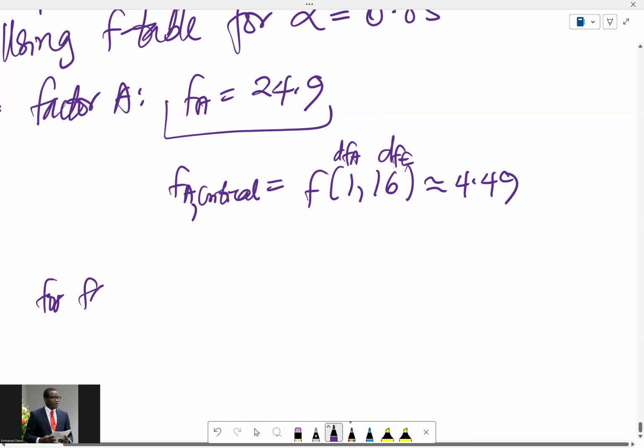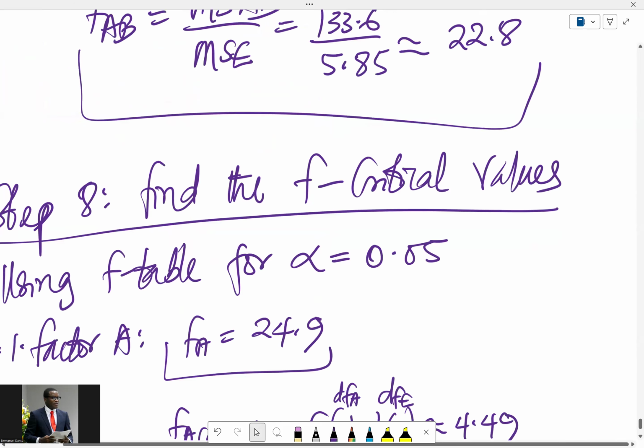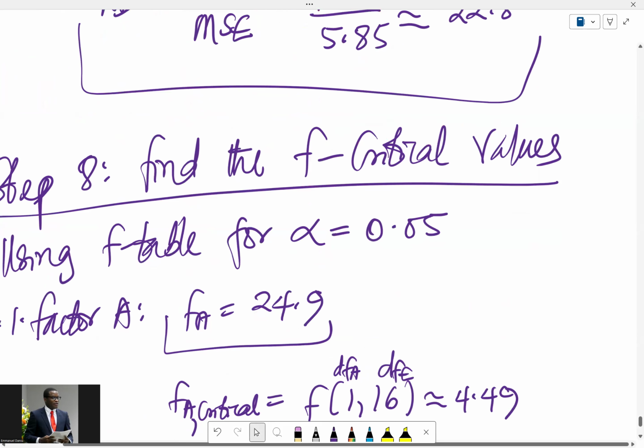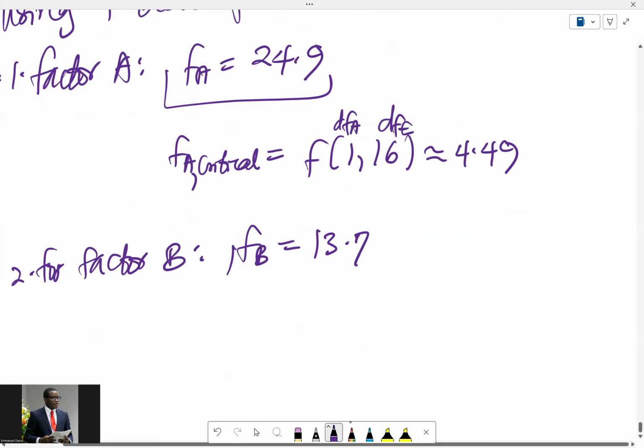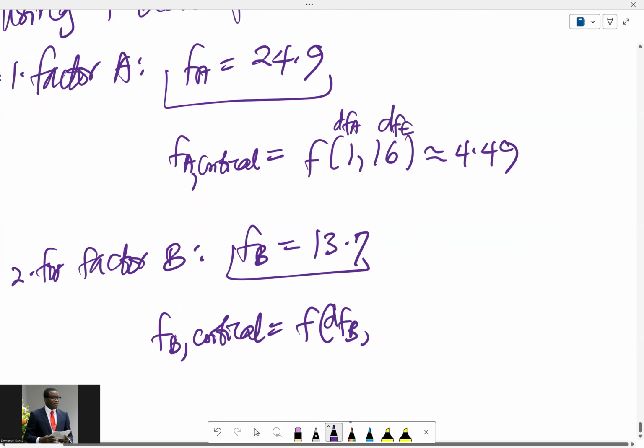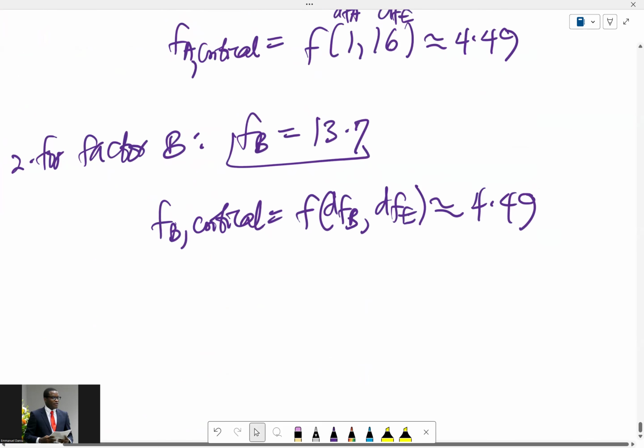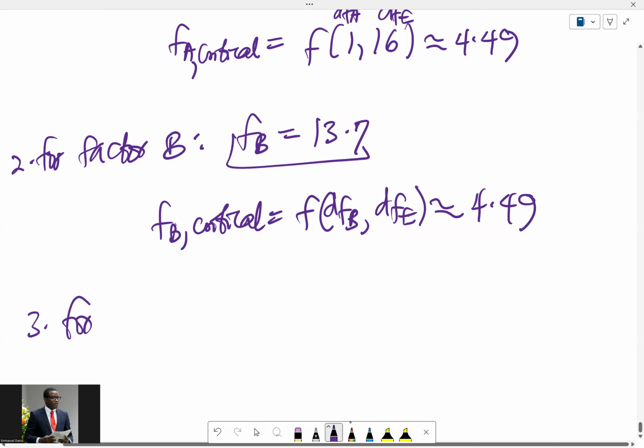For factor B, we already know that F of B is approximately 13.7. So FB critical is F with degrees of freedom for B, comma, degrees of freedom for error, and that is also approximately 4.49. Then third, for the interaction AB.